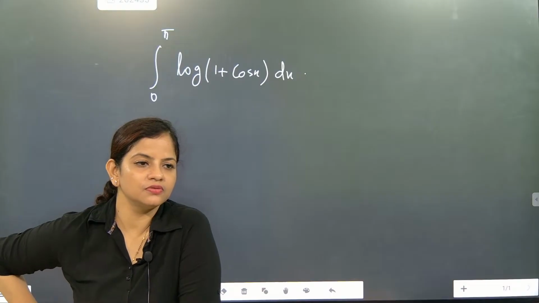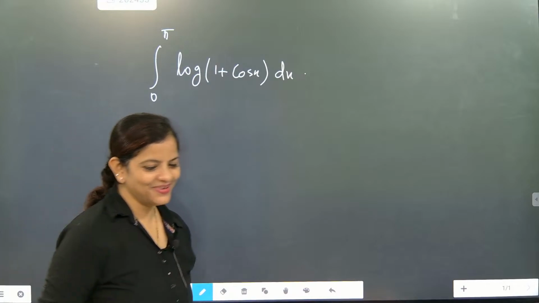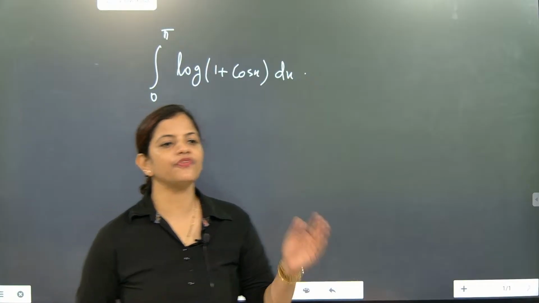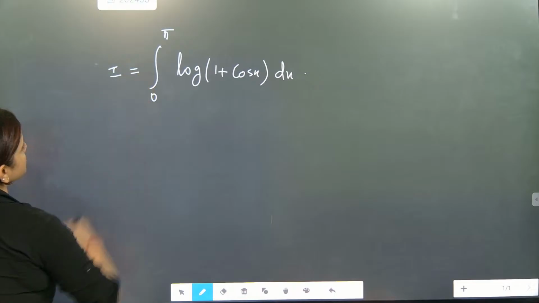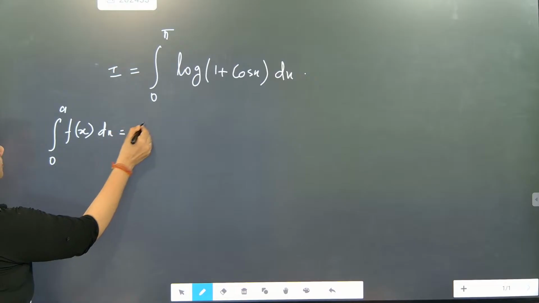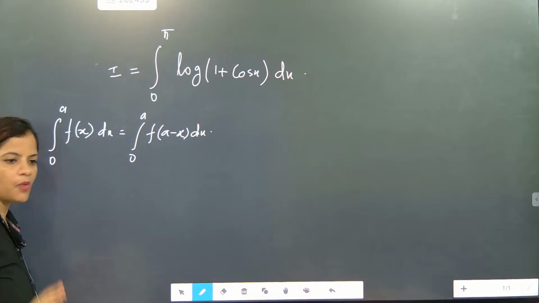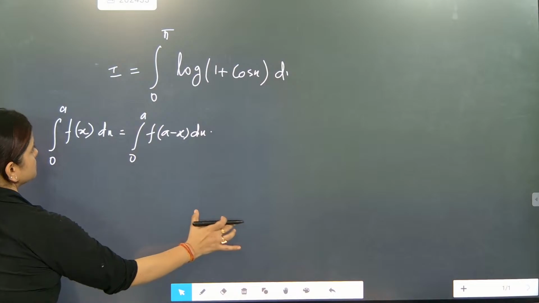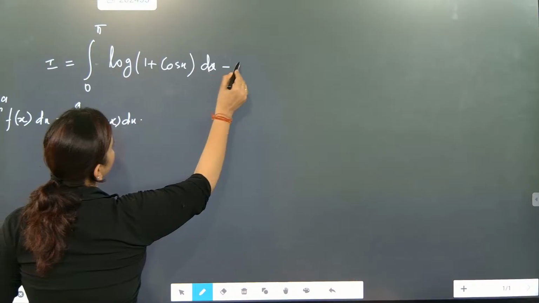Okay, can I give one clue? So, give clue. Now look at it. See, that day I taught you property number 5 and 6. We have seen questions related to property number 5 and 6. First, what we are going to do? I is equal to this taken. Now, the property is integral 0 to a f of x dx will become integral 0 to a f of a minus x dx. So, this property we are going to use. This we will take as equation 1.